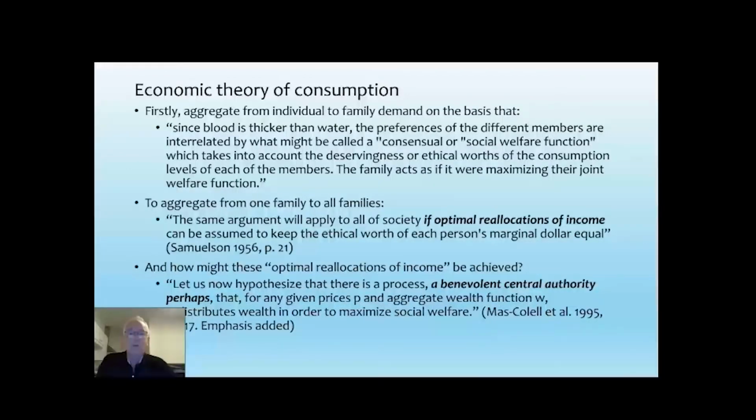Well, let us now hypothesize that there is a process, a benevolent central authority, perhaps. This is describing capitalism, kids. It's just ludicrous that this stuff gets published. It gets taken seriously. That for any set of prices P, an aggregate wealth function W redistributes wealth in order to maximise social welfare. These are the people talking about free market capitalism. But to justify their theory of it, they're willing to assume a benevolent central authority, which of course they do nothing to bring into place. So we get the basic, raw, tooth and claw distribution of income being determined instead.